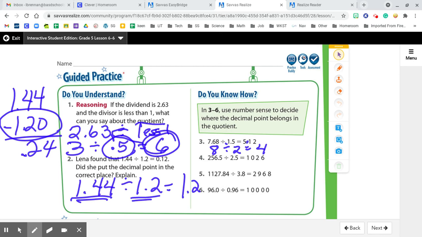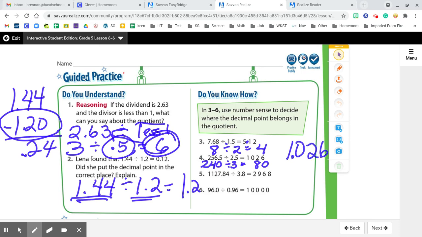265.5 divided by 2.5. How about if I round that? I'm going to round my divisor to 3, and I will round my dividend to a multiple of 3. So I know 240 divided by 3 is going to be equal to 80. So where would I put my decimal? It would be closest to 80. If I put it after the 1, let me write this big over here.